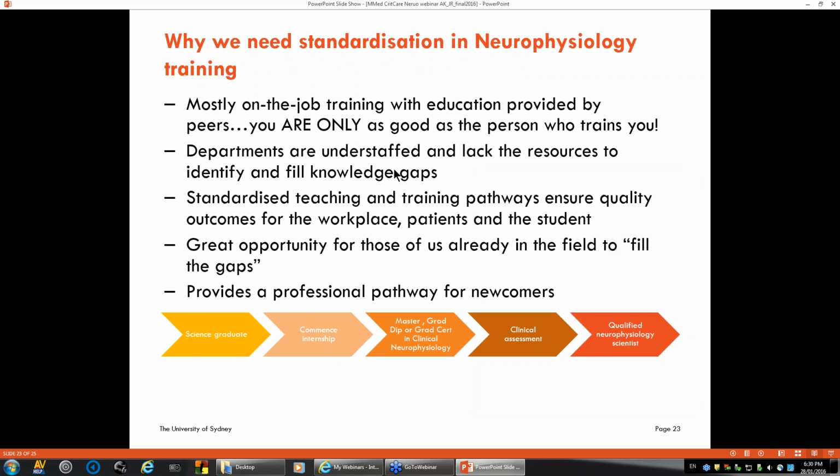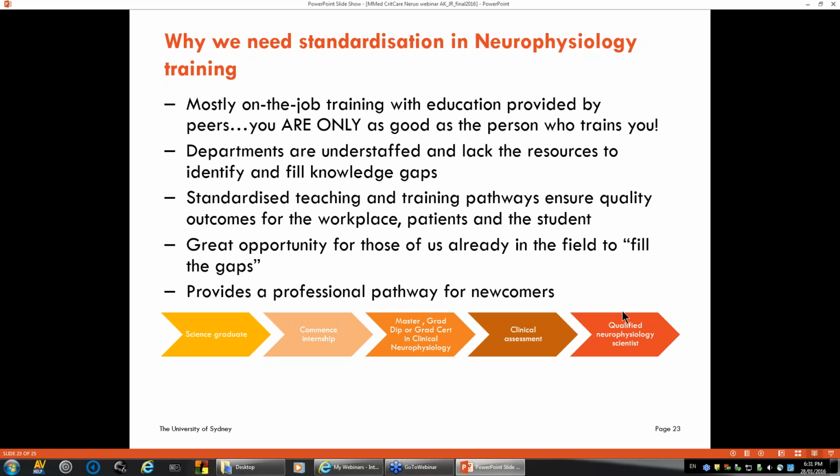At the moment, departments are understaffed, we lack resources, and we find it hard to train people because we're understaffed and lack resources. So it's very important that people who are working in the industry can find a way to equip themselves with the knowledge that they need and pick up that theoretical understanding. This course really does give us the ability to pick up that very good basis of what we need to know when we're working. A standardised teaching and training pathway ensures that we'll have good quality outcomes and that we'll have people around to do this job for years to come.